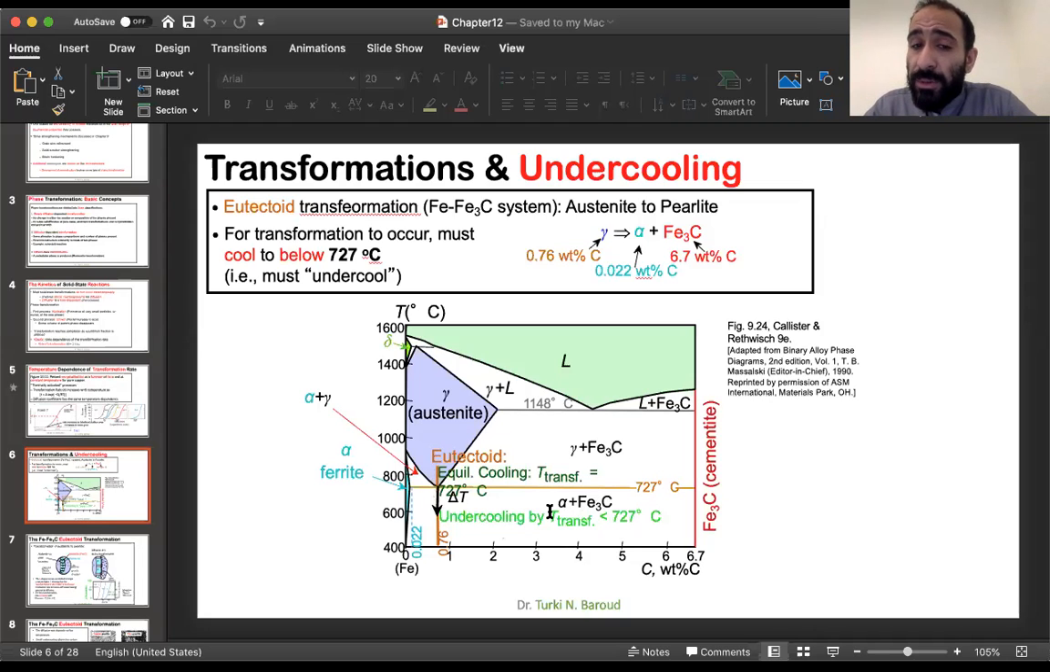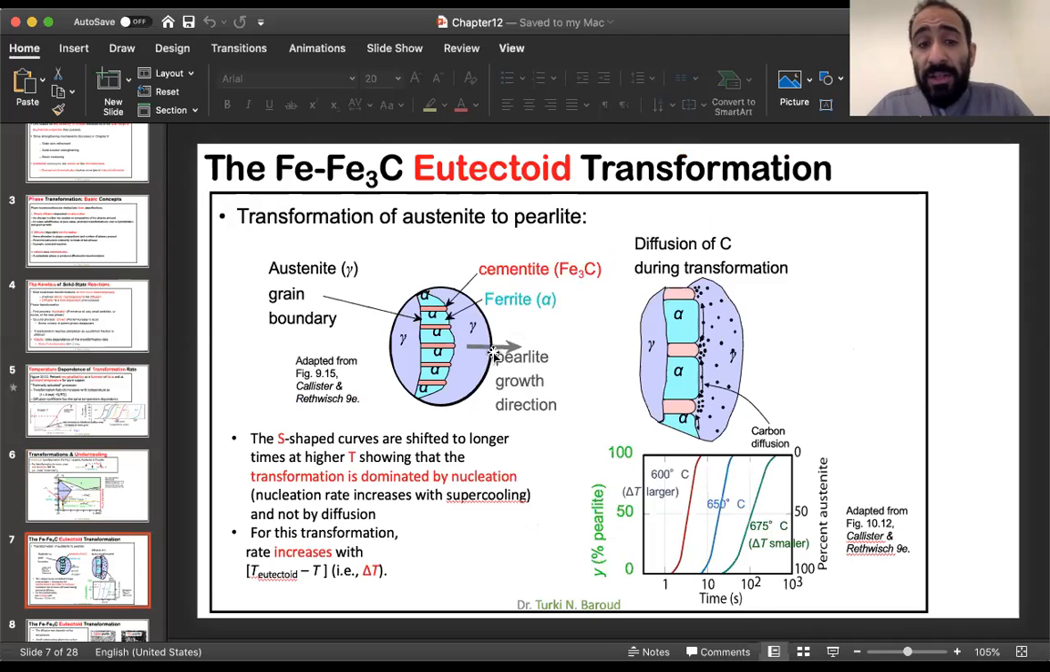And we know that there is a solubility limit for alpha. Alpha can accommodate a very small amount of carbon, which is around 0.022. However, iron carbide can accommodate more carbon. If you look at this diagram, this is gamma austenite, and gamma austenite starts to transform to pearlite, which is alpha, iron carbide, alpha, iron carbide, alpha, iron carbide. So we have a lamellar structure, layer by layer.